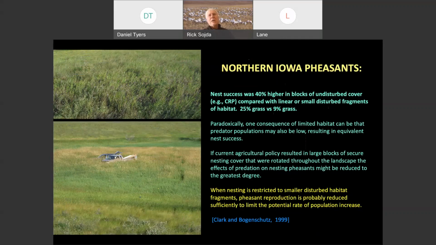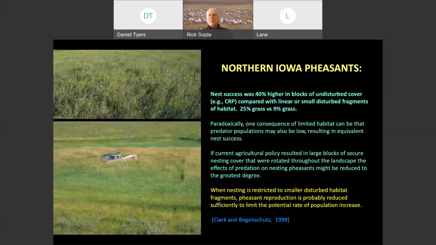Great studies in Iowa early on of Iowa pheasants. Nest success was 40% higher in blocks of undisturbed cover, like CRP, compared with linear or small disturbed fragments of habitat. Basically had 25% grass versus 9% grass. I want to make sure I give Bill Clark and Todd Bogenschutz credit for this wonderful paper that they put in the journal.